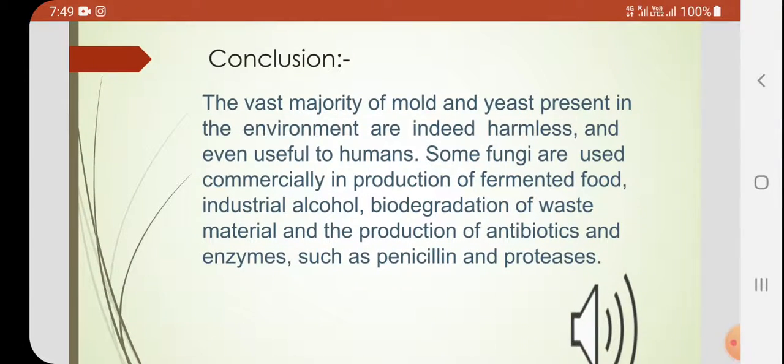Now, conclusion. The vast majority of mold and yeast present in the environment are indeed harmless and even useful to humans. Some fungi are used commercially in production of fermented food, industrial alcohol, biodegradation of waste material and production of antibiotics and enzymes such as penicillin and protease.